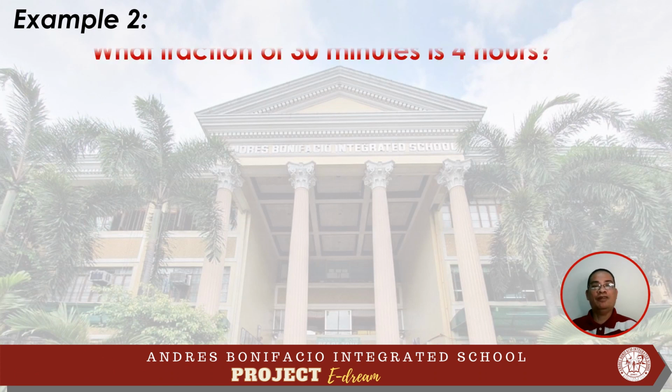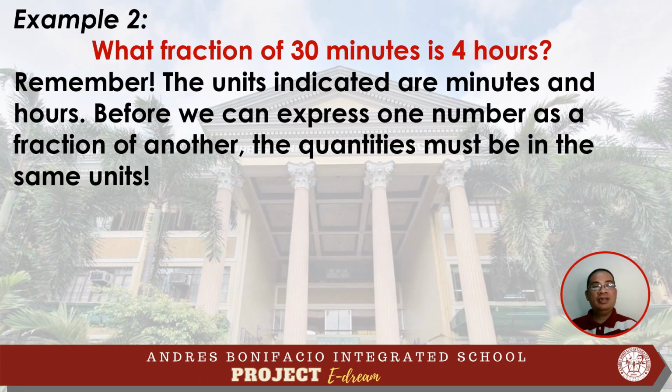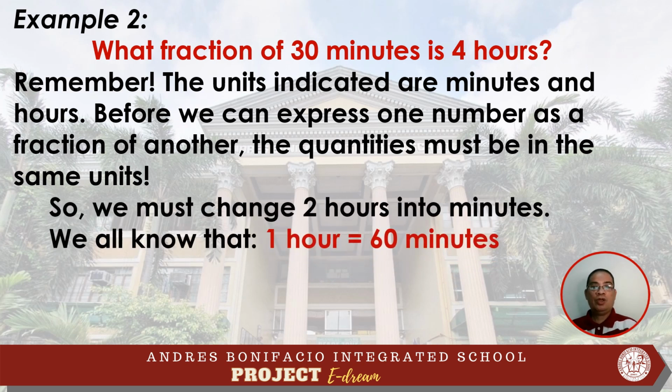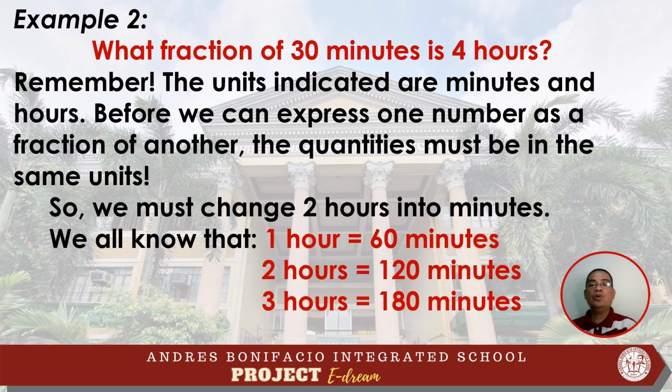Let's have another example. What fraction of 4 hours is 30 minutes? Remember, the units indicated are minutes and hours. Before we can express one number as a fraction of another, the quantities must be in the same units. So, we must change hours to minutes. We all know that 1 hour is equal to 60 minutes. 2 hours is equal to 120 minutes. 3 hours is equal to 180 minutes. 4 hours is equal to 240 minutes.